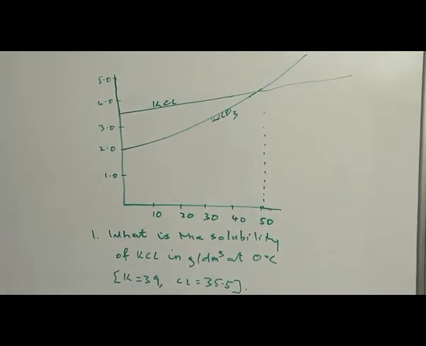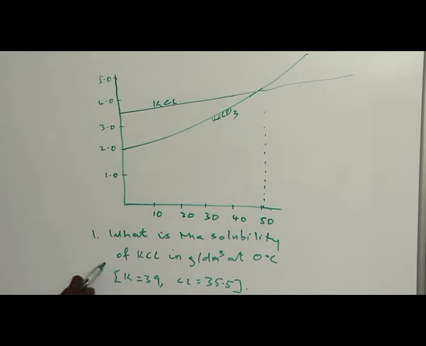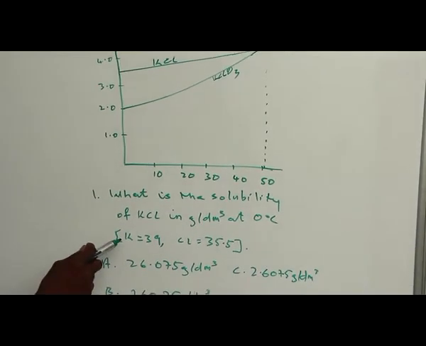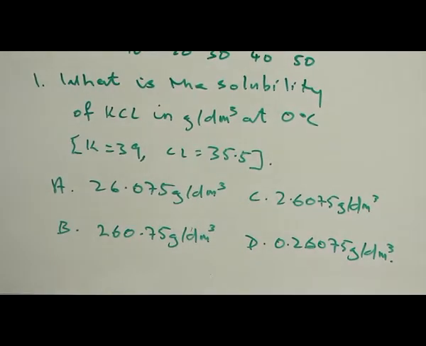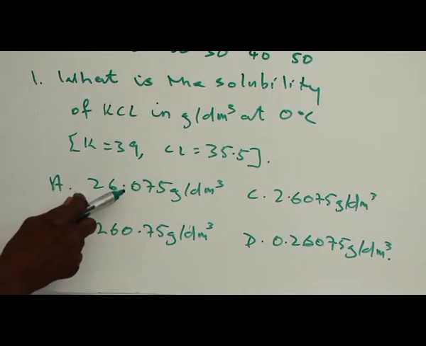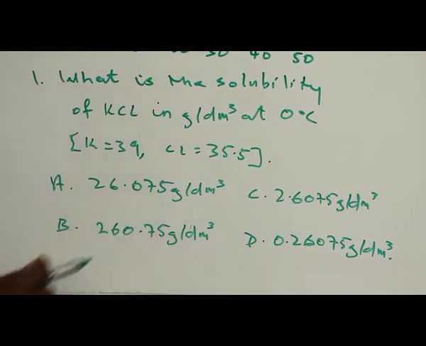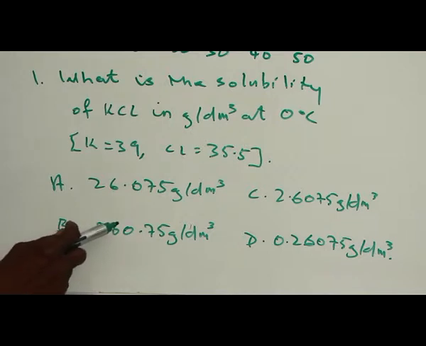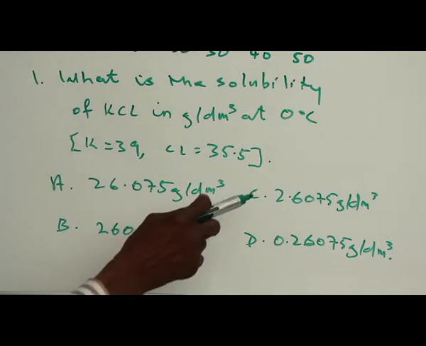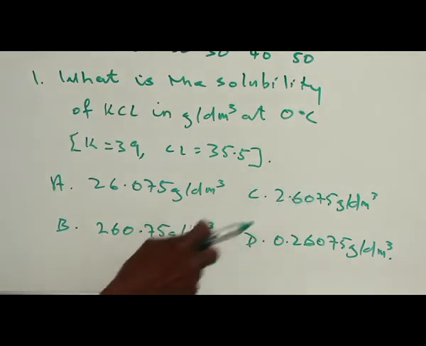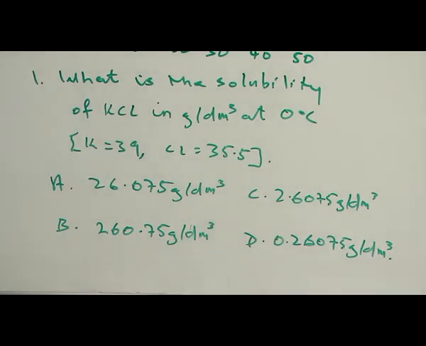The question says, what is the solubility of potassium chloride in grams per dm cube at 0 degrees Celsius? Now we are given the relative atomic masses of potassium to be 39, chlorine to be 35.5. The options are A, 26.075 gram per dm cube, B, 260.75 gram per dm cube, C, 2.6075 gram per dm cube, and D, 0.26075 gram per dm cube.